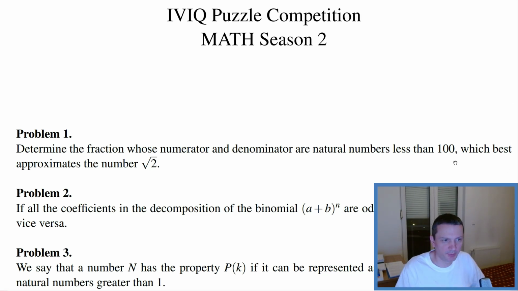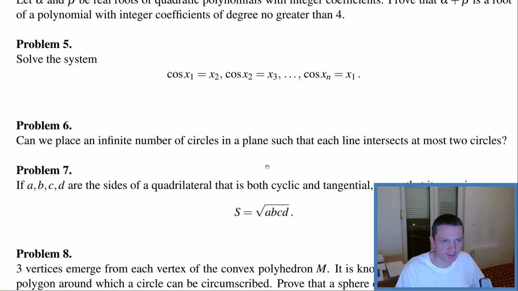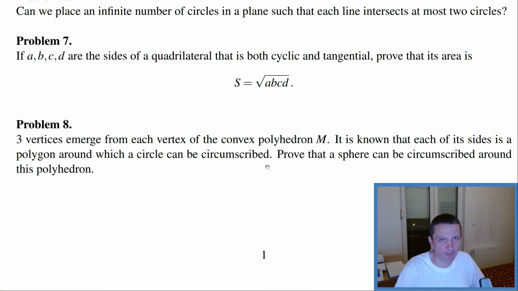Hello. Problem number 7 is pretty interesting, but also pretty technical. We have a quadrilateral which is both cyclic and tangential. And we need to prove that its area is the square root of the product of the lengths of the sides, A times B times C times D. So we now proceed to the solution.